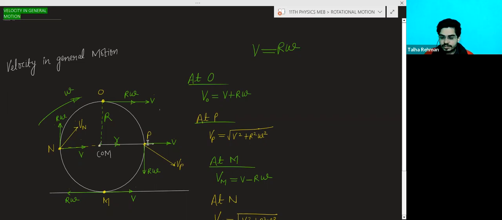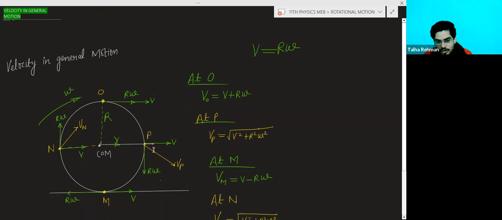Now at point P, the situation will be different. At point P, first, the velocity of center of mass will be in this direction, that is imparted to point P. Another will be the tangential velocity, that will be r omega. And when you draw the tangent, the tangent will be like this. In this direction, there will be r omega.